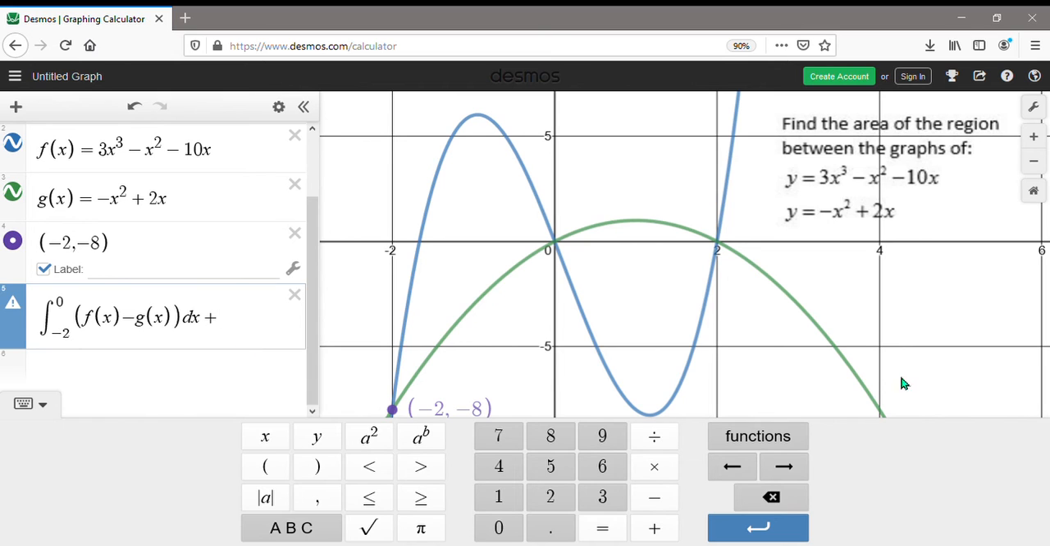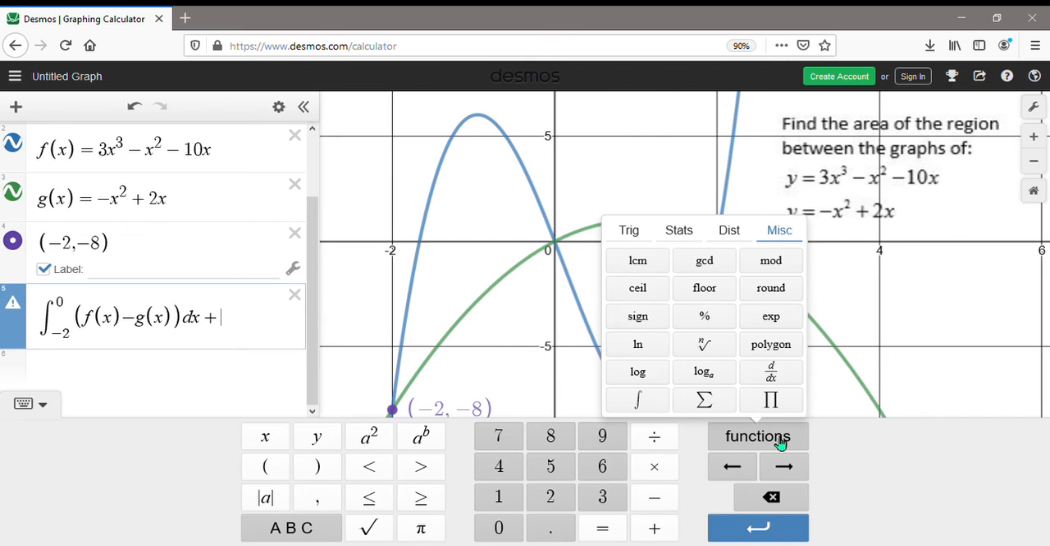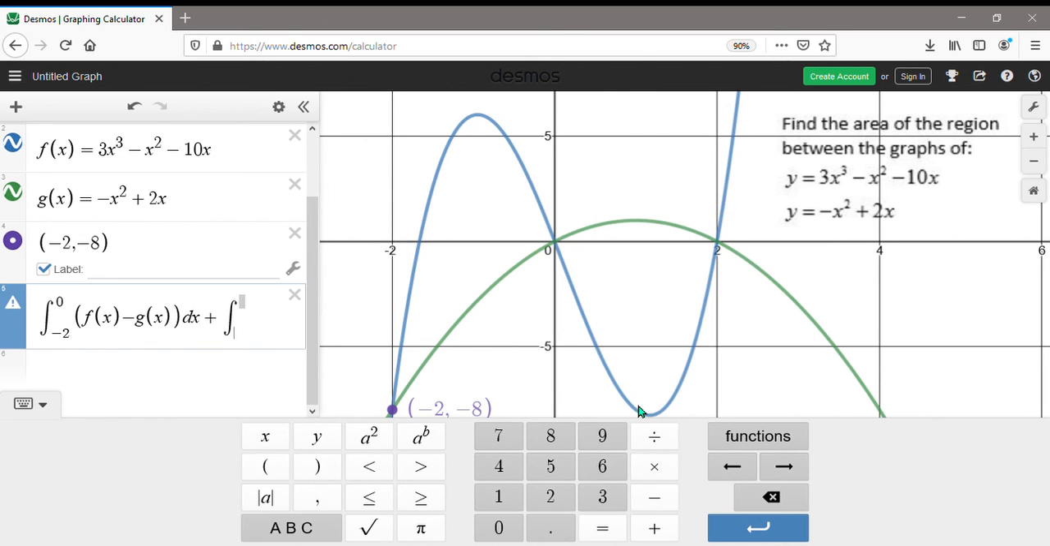Now we need to set up the second one. So I'm going back to Functions, Miscellaneous, Integral. Here my x values are from 0 to 2. And for the subtraction, it's the quadratic on top and the cubic that's on the bottom. So it's g of x minus f of x. And as always, for what we're doing with respect to x, and that gives us that total bounded region of 24 square units.